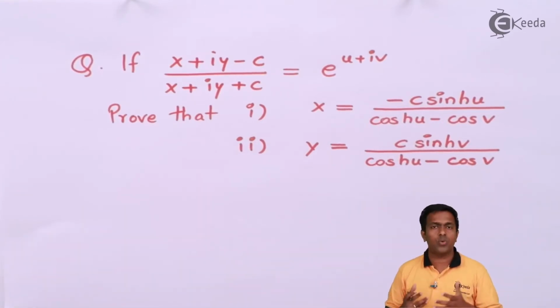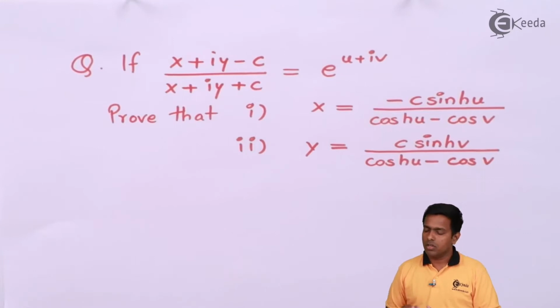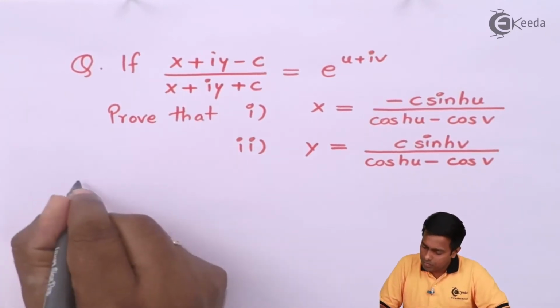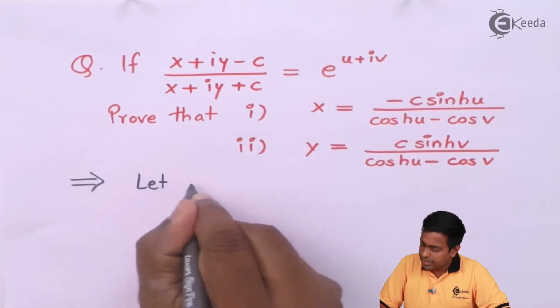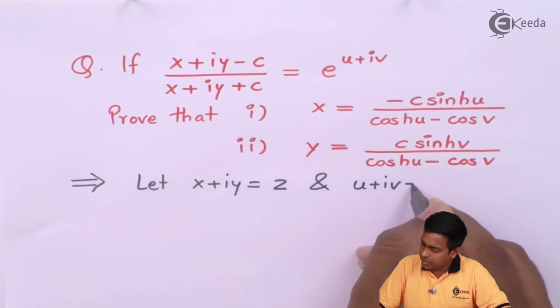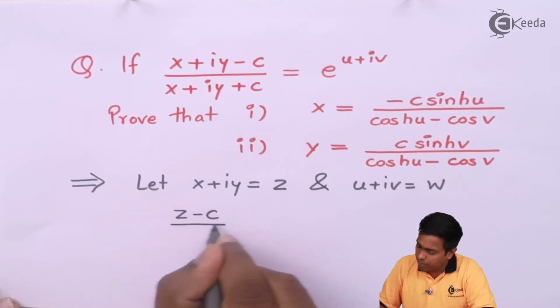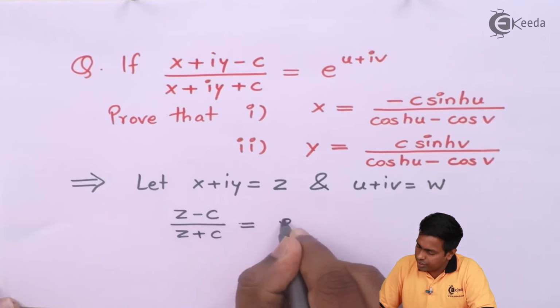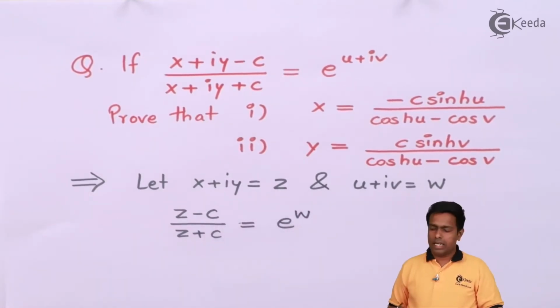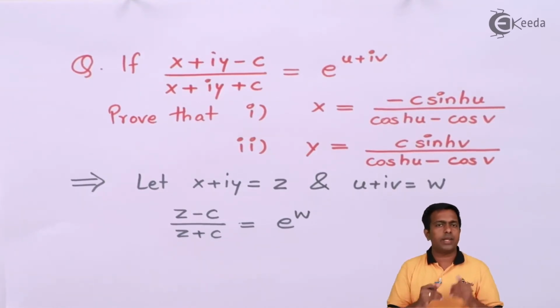So guys, the question is how to achieve this, because in the numerator as well as in the denominator we have the complex number. So for simplicity, let x + iy equal z and u + iv equal w. So this given equation will become (z - c)/(z + c) = e to the power w. Now guys, we'll do the componendo and dividendo so that we can get the complex number in the numerator only, and then we can separate that into real and imaginary parts.